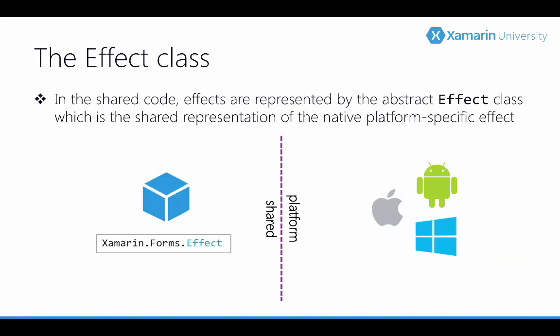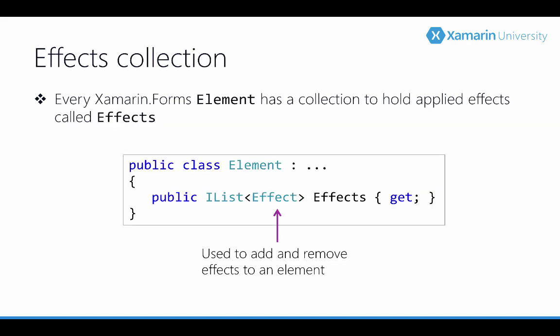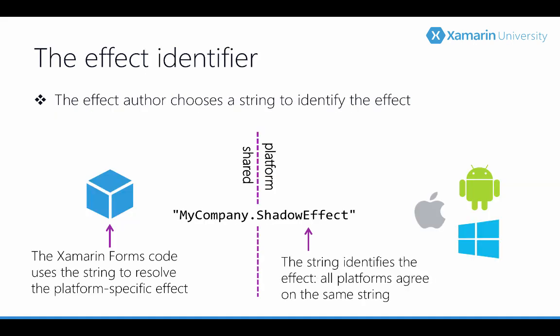On the Xamarin.Forms side, effects are represented by an abstract effect class, and this is the shared representation of the native platform-specific effect. And Xamarin.Forms has been updated to make working with effects as easy as possible. So every Xamarin.Forms element now has an effects collection exposed through a property simply named Effects. Now notice it's an IList of effect objects, and this makes managing effects on an element relatively straightforward. We can simply add and remove from this collection.